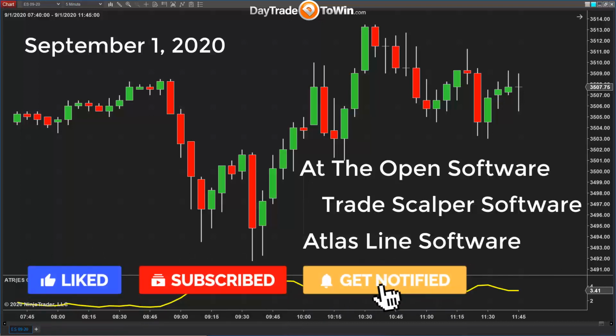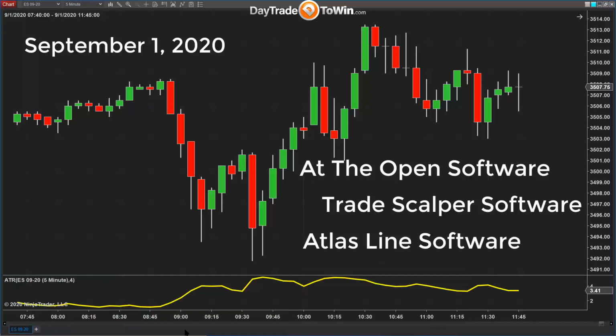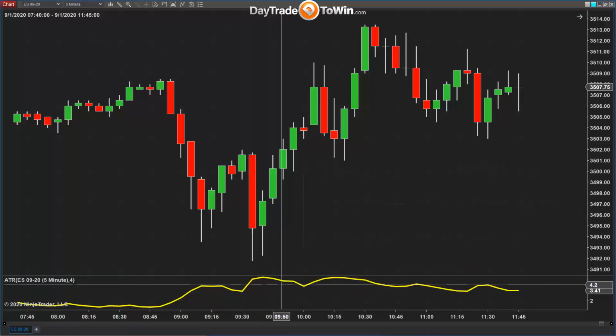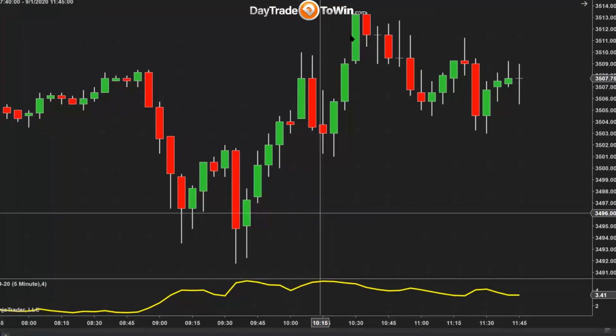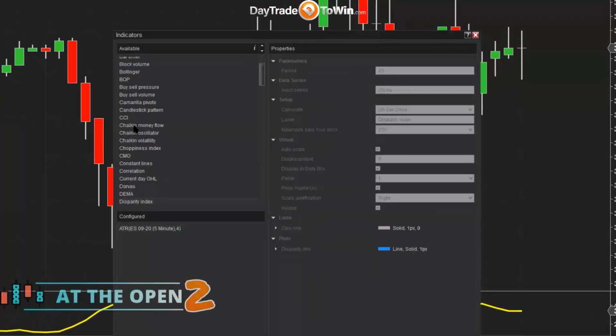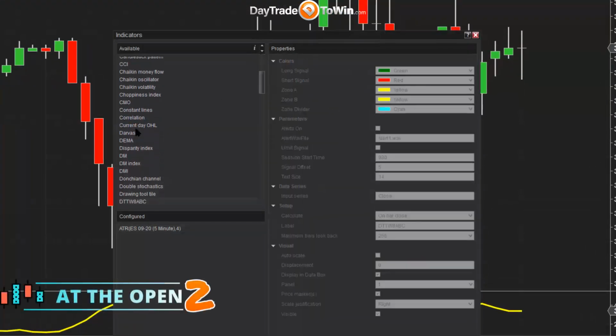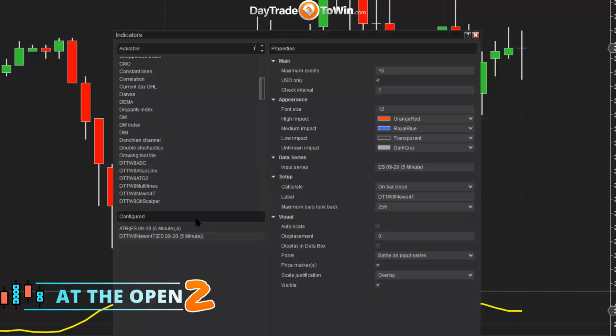So today we have the E-mini S&P with the volatility at 4 to 5 right in the beginning of the day, which is normal, and then it begins to slow down as we get into the afternoon. Adding the DayTradeToWin At the Open is very simple. A lot of traders ask me, how do you add the indicators to the chart? You basically right click on the chart and choose the DayTradeToWin set of indicators that we offer. Some of these we offer with mentorship, others we offer standalone.